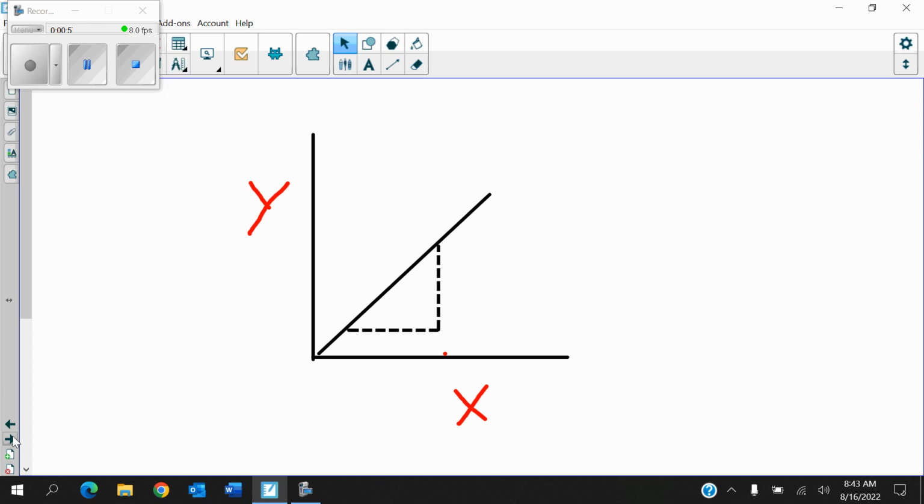Okay, let's start with a very fundamental idea. And that is slope. And it doesn't work.